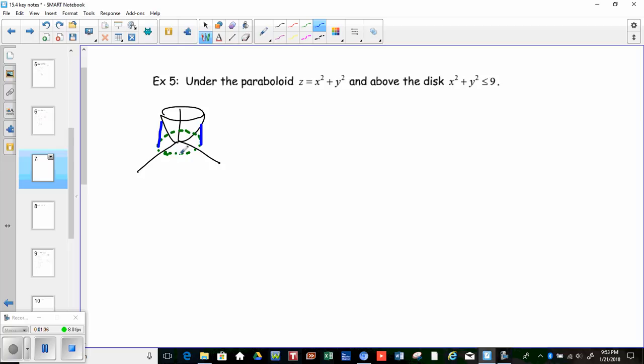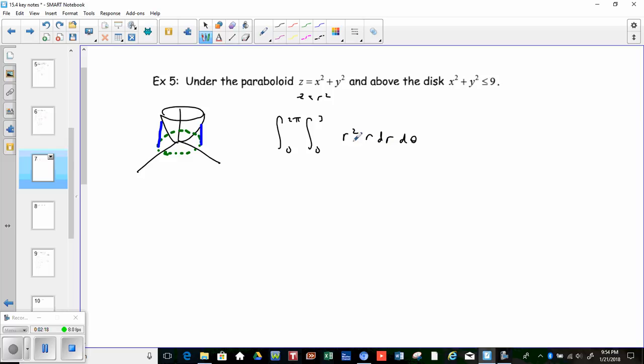It seems pretty obvious if you look at the domain of this thing, of the dA part, it's going to go from 0 to 2 pi. It's a full circle, and it looks like the radius here is 3, so it's going to go from 0 out to 3. So when we set this one up, it should be a double integral, 0 to 2 pi for the theta, 0 to 3 for the radius. And remember that with x squared plus y squared, z is r squared. So r squared r dr d theta.